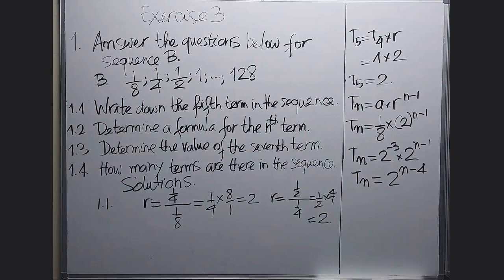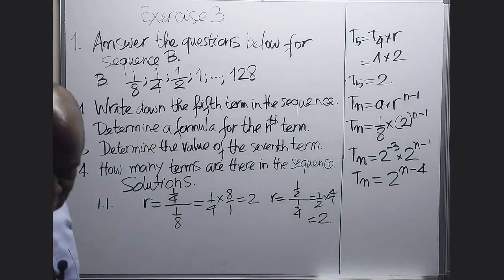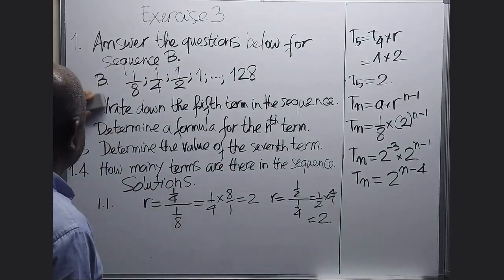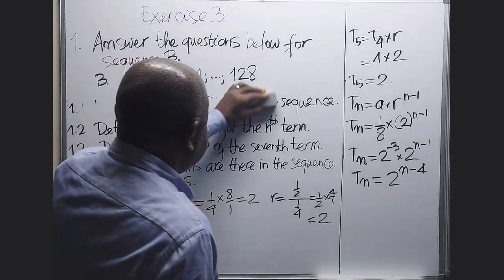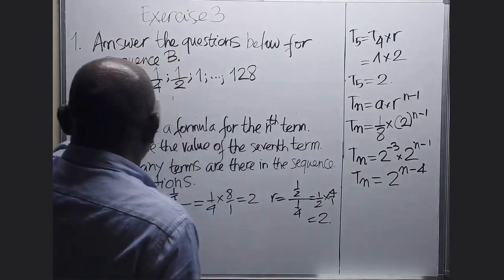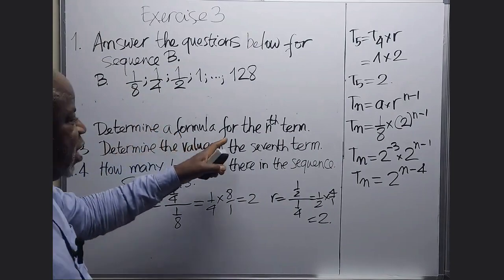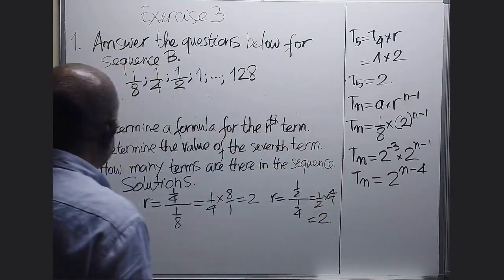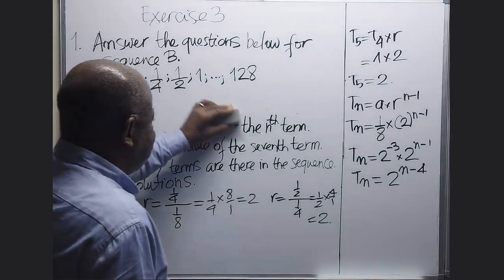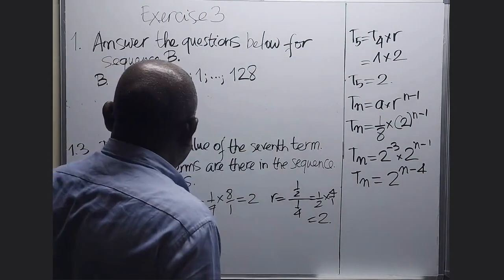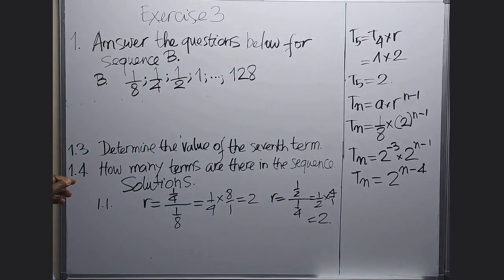We're going to take question 1.3 now. We will need some space, so I'm going to clean this top one. Question 1, we have the answer already. And question 1.2, the formula for the nth term is here. Also delete that space. Now we're going to take question 1.3.